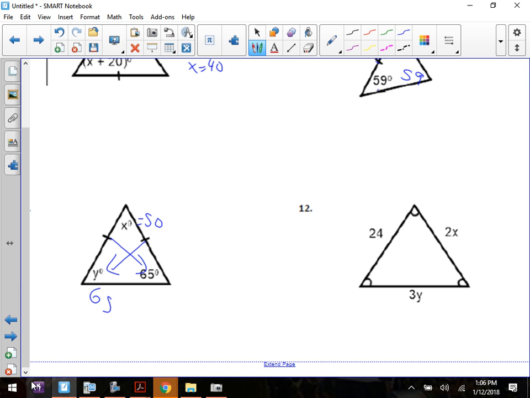Number 12, you've got an equiangular triangle. If it's equiangular, it has to be equilateral, which means all the sides have to be the same. If they give you one side that is 24, therefore all the sides have to equal 24. So 2x equals 24. X is 12. 3y is 24. Y is 8.